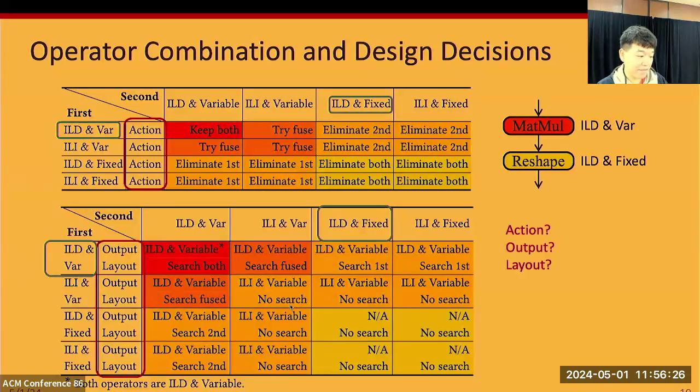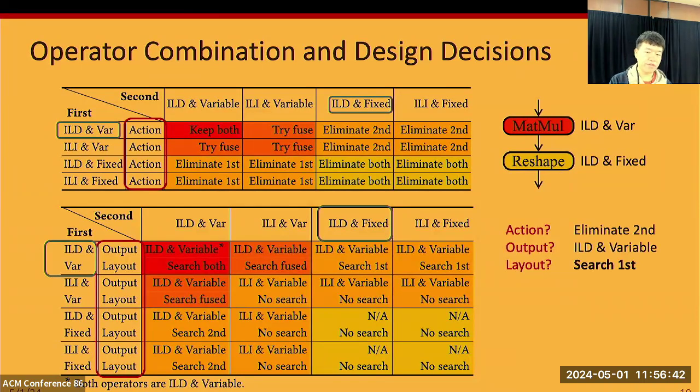And here is a simple example. For instance, if matrix multiplication is followed by the reshape, the action is we can eliminate the second reshape and transpose, and its output type is ILD variable. So we need to search the layout which will be used for the first matrix multiplication. And later we can apply these rules to the whole computational graph.